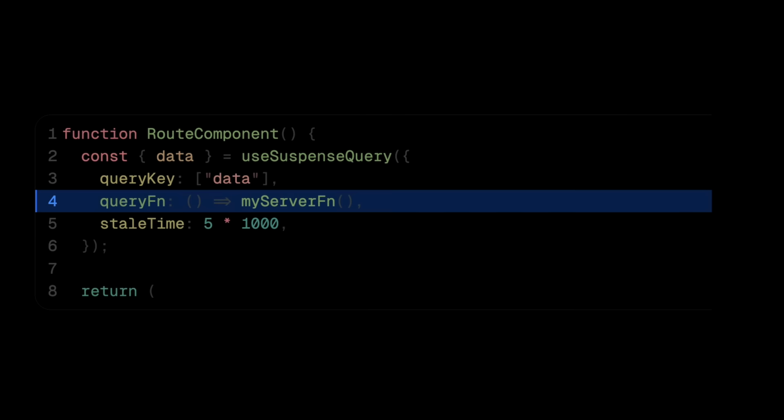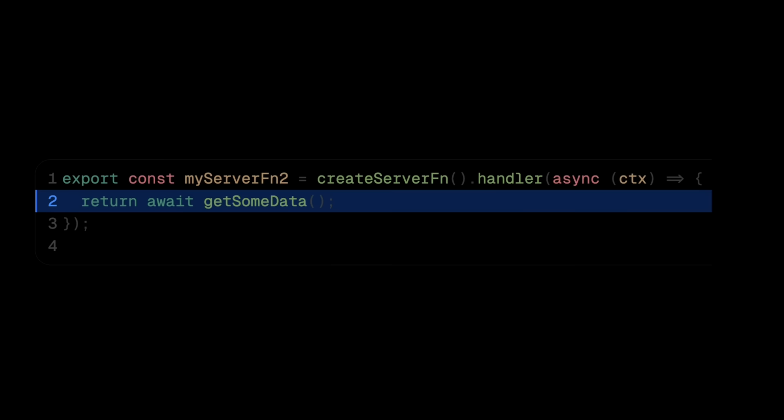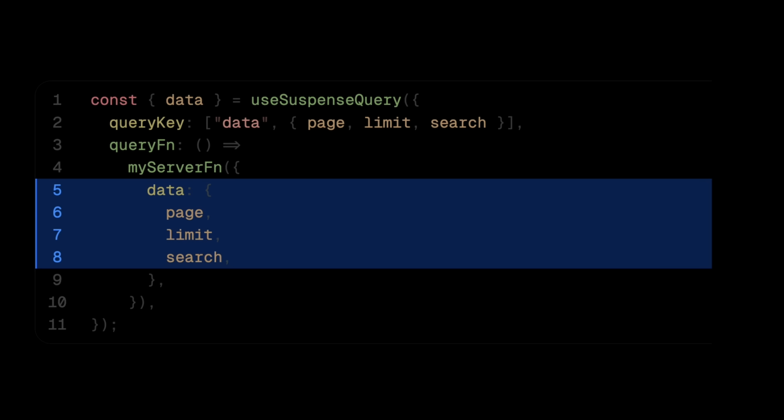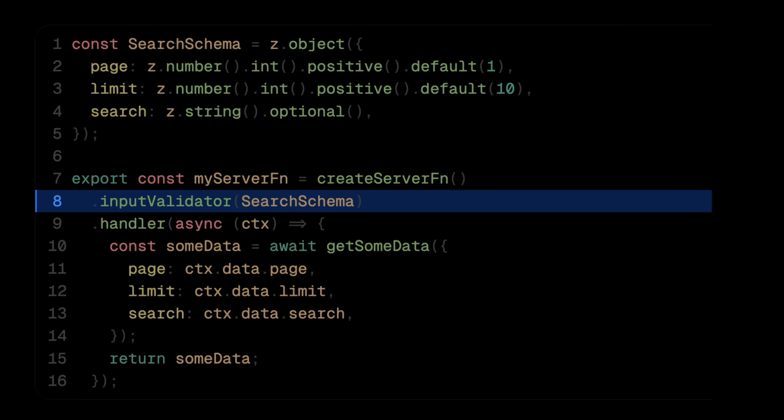You can then use server functions in a component with TanStack Query, in a loader, or even from another server function. If a server function receives input from a client, you typically want to add an input validator. This will allow calls to your server function to be typed. You can also add extra safety by bringing in a standard schema library like Zod.